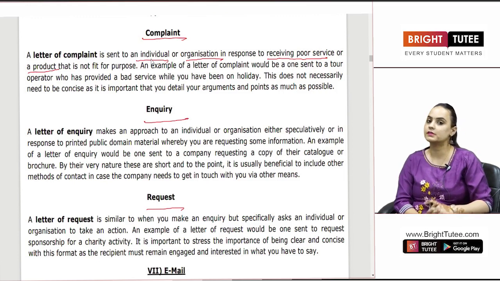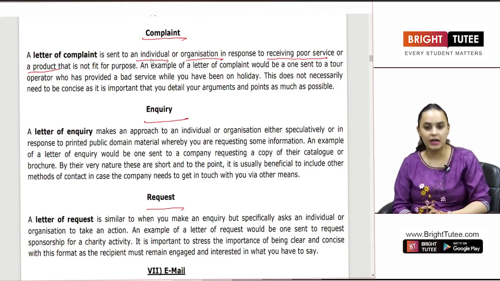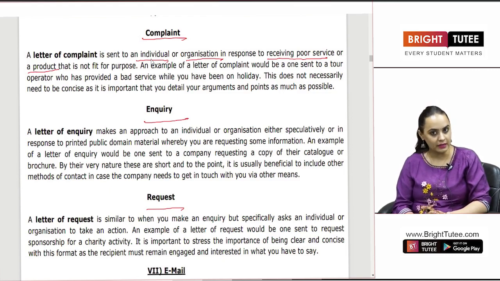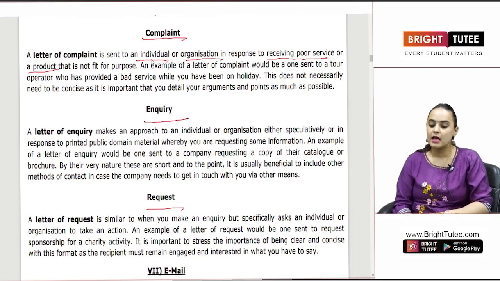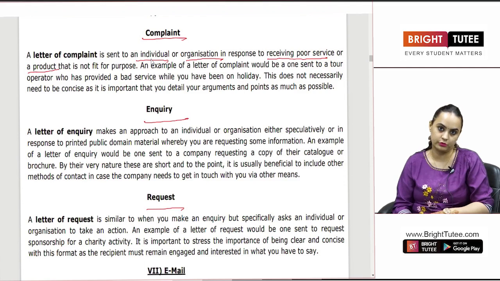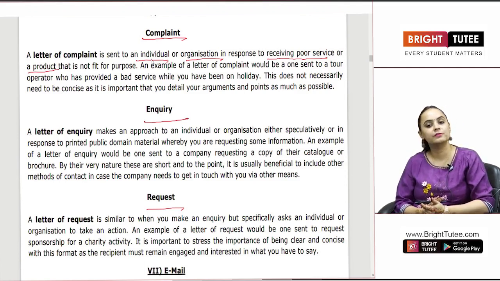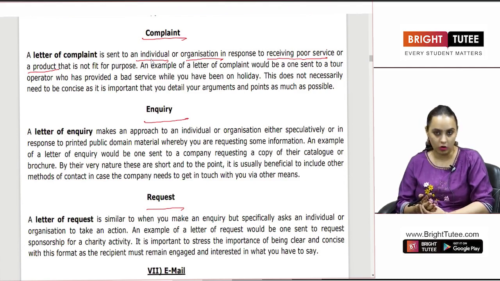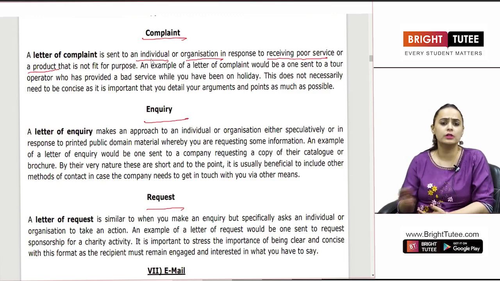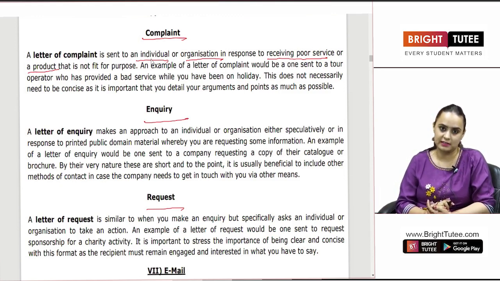Imagine you went on a holiday and you were not happy with the kind of services that you received. So, you decided to write a letter to the tour operator, to the tour manager, expressing your complaints about all the problems you had faced. This does not necessarily need to be concise, as it is important that you detail your arguments and points as much as possible. A complaint letter need not be very short, because when you are writing a complaint letter, it is important for you to mention all the points that you have in your mind in detail.